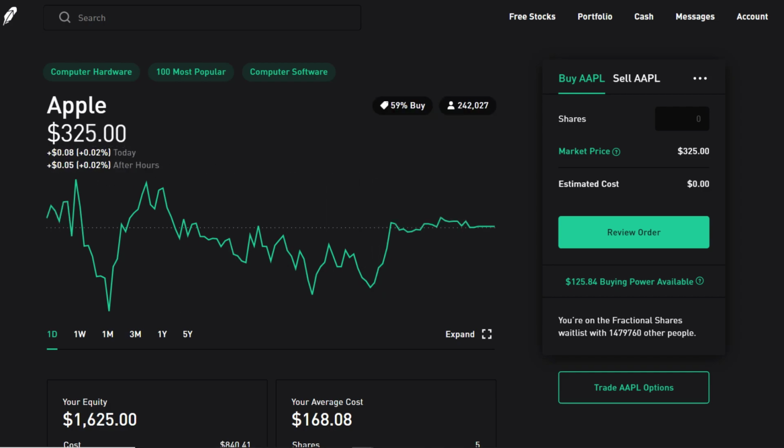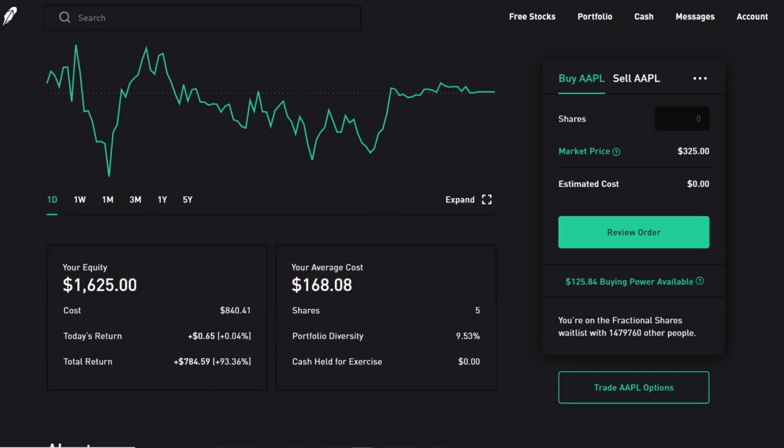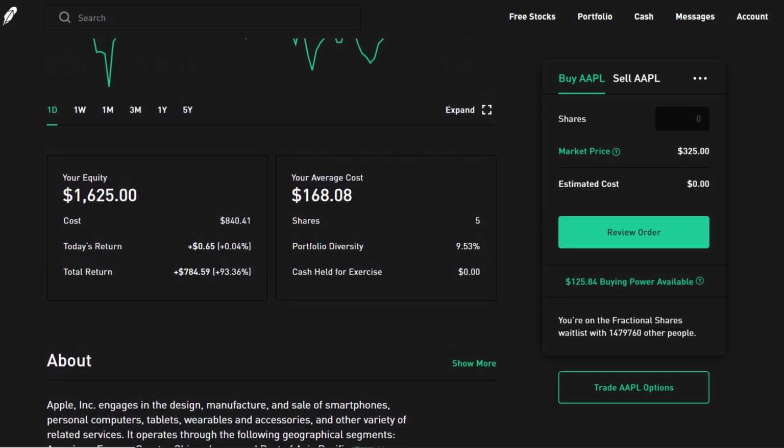So let's show a stock I own and what this looks like. It's a little bit different for you because it actually has this tab here, which shows my equity, how much this position's worth. It'll show you the cost of all the shares together, of what you paid for it. It'll show you today's return, your total return, which is a position since the beginning, so 93.36% return or $784 return. And it'll show you how many shares you have, your average cost, so that's your cost basis, how much you paid on average per share, and it shows you how much of your portfolio that it makes up.